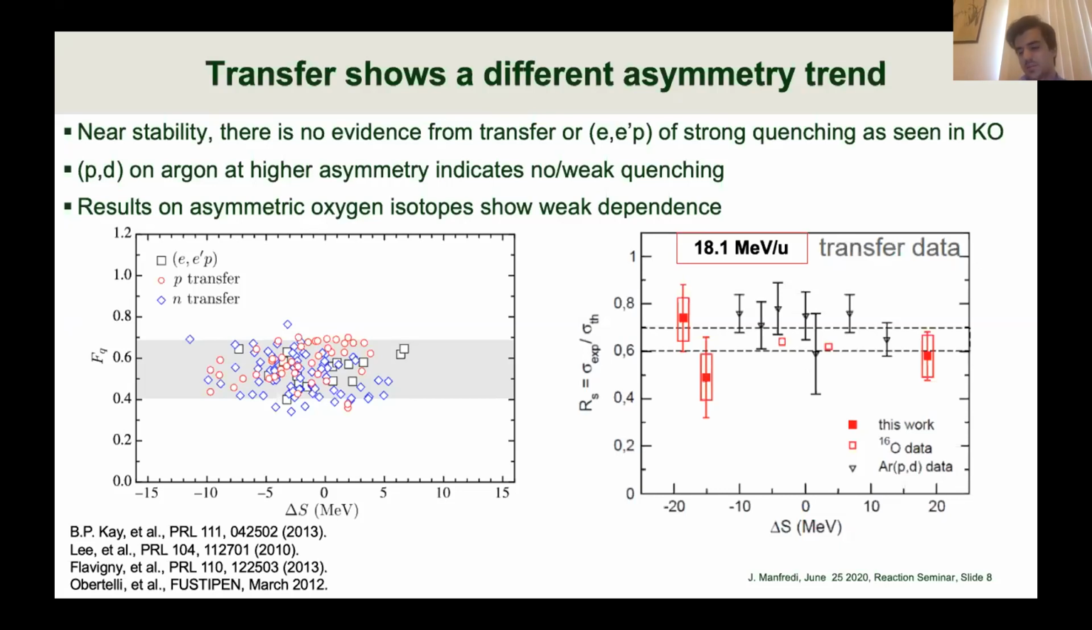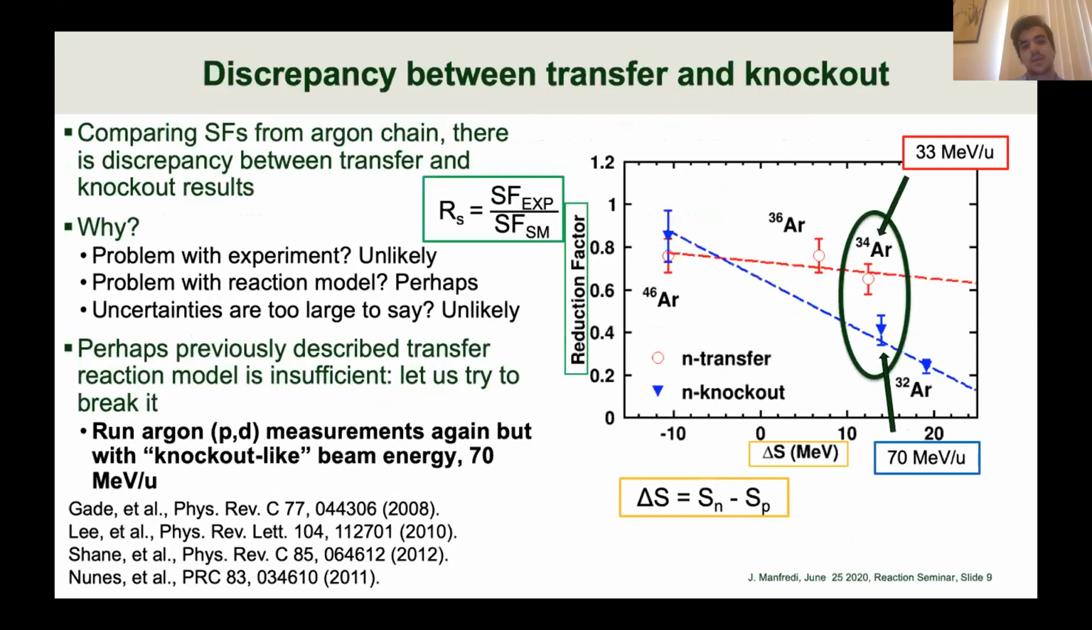It's a little bit easier to make this comparison if we focus on a single isotopic chain. So we're going to look at the argon chain today, and we'll see clear evidence of discrepancy between transfer and knockout. The plot on the right shows delta S on the x-axis. We're talking about neutron removal, so that's Sn minus Sp, and this reduction factor on the y-axis, which is the ratio of the experimentally determined spectroscopic factor and the structure expectation.